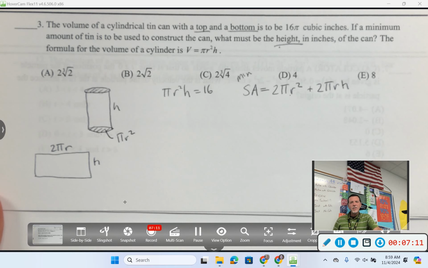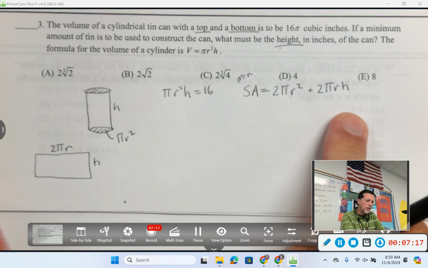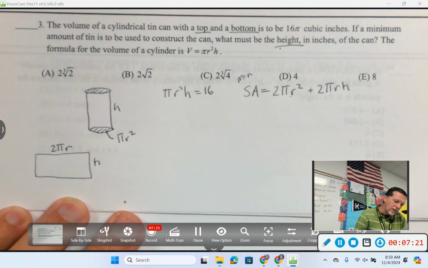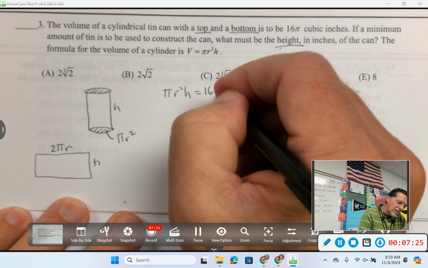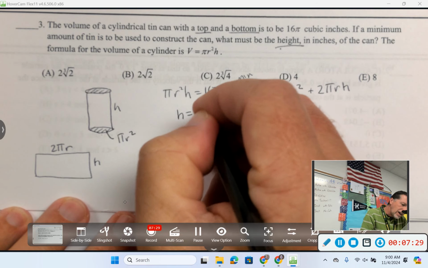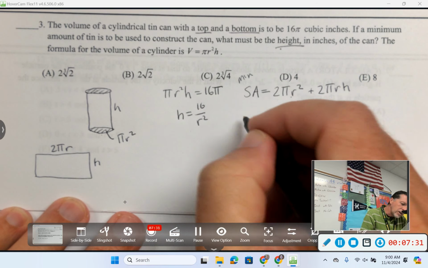I don't want to take a derivative yet. Why not? Yeah, 2 variables. So, would you like to solve for h or for r? H, definitely h. Oops, I left off the pi there. So, the pi's will go away, and h is 16 over r squared.